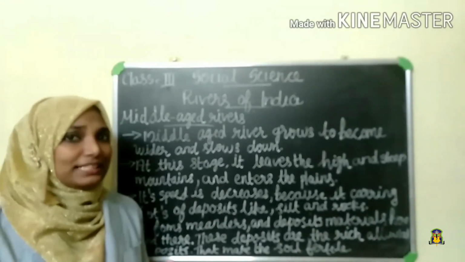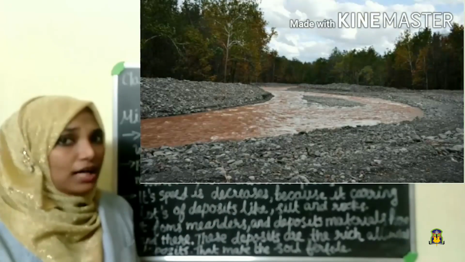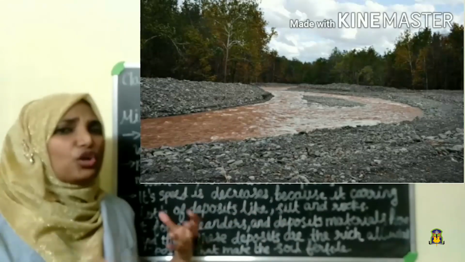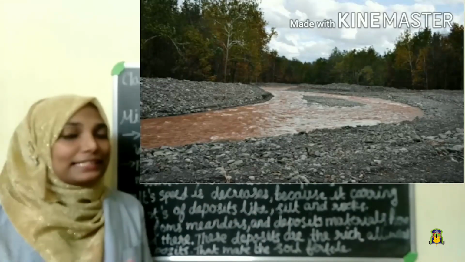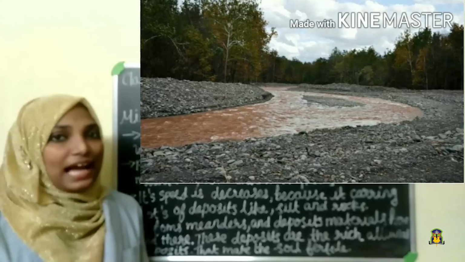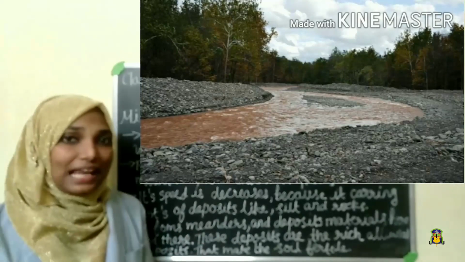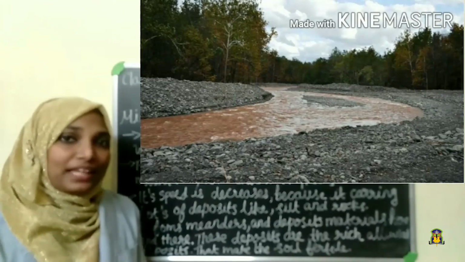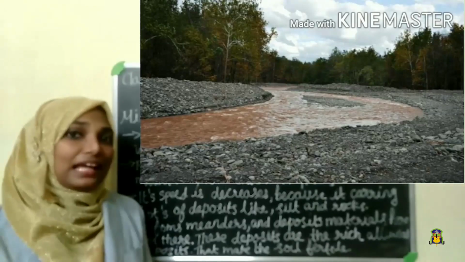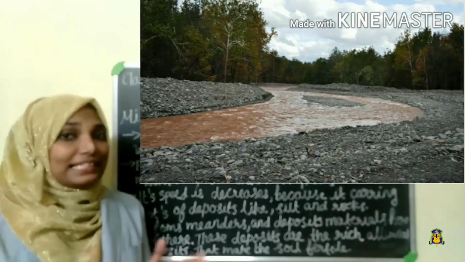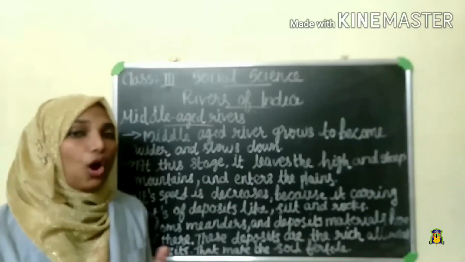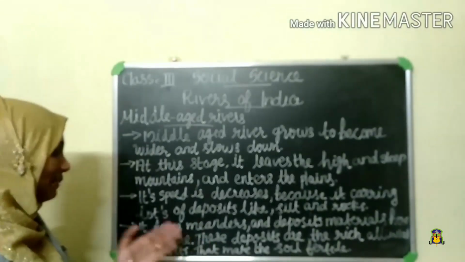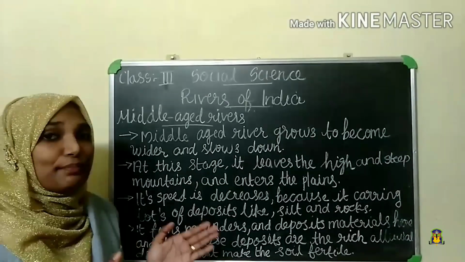Why does its speed decrease? Because it is carrying a lot of deposits like silt and rocks. Okay. And the next speciality, it forms meanders.